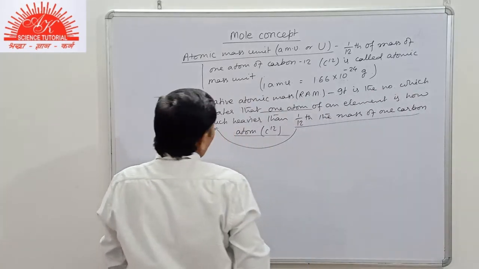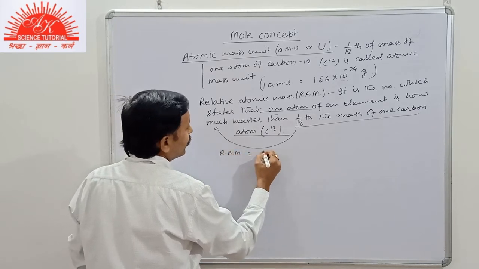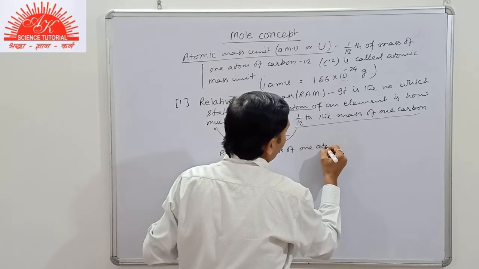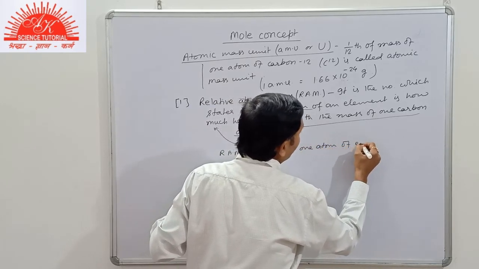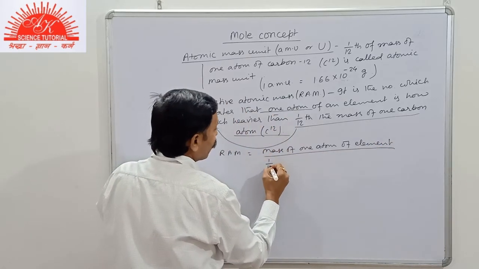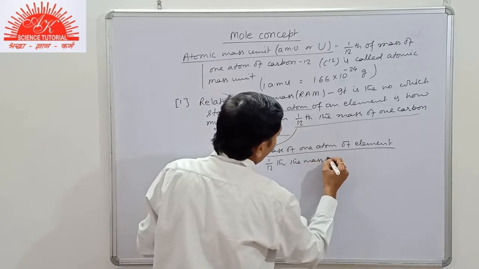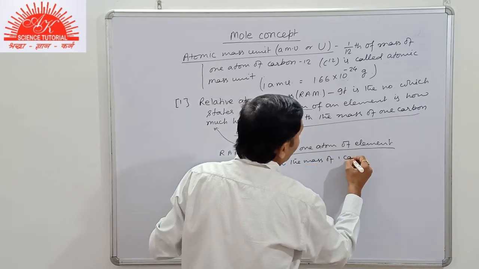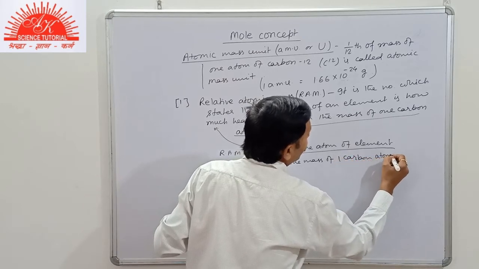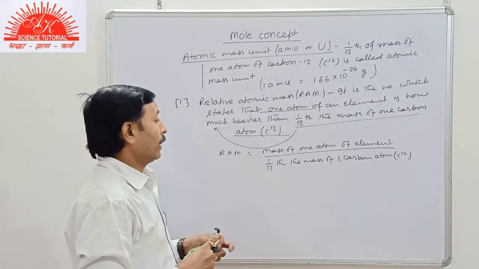Now, suppose in short we write here RAM is equal to mass of one atom of element divided by 1/12th the mass of one carbon atom C12. Means we are comparing it.